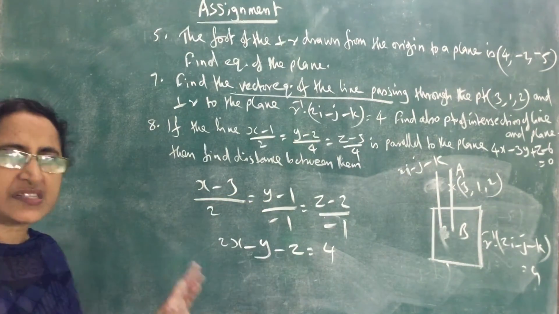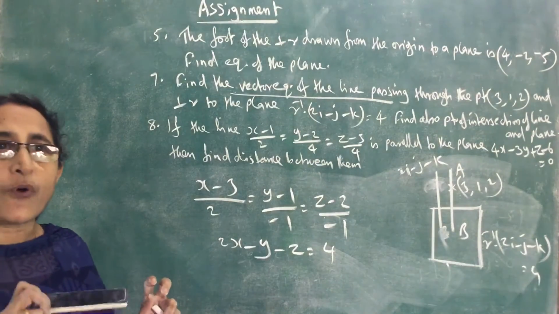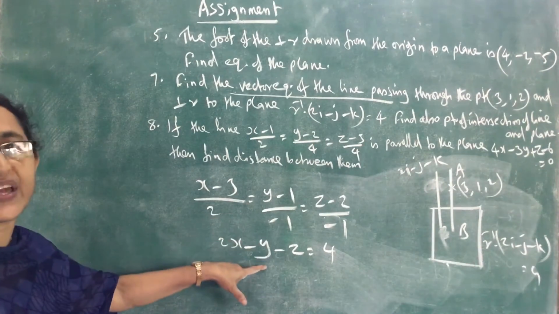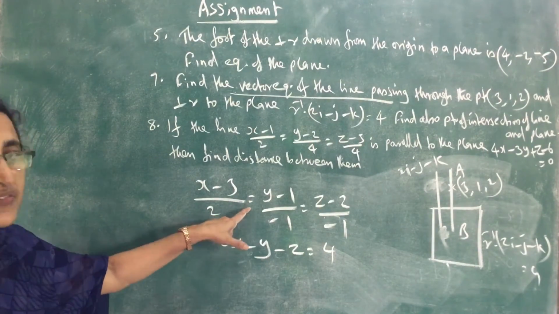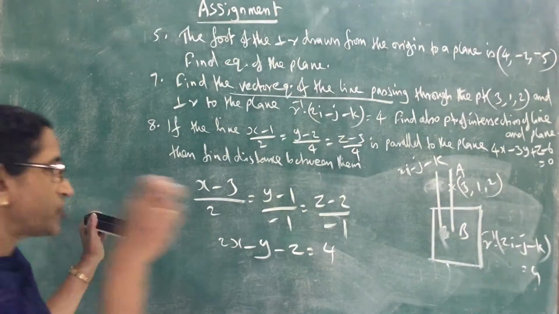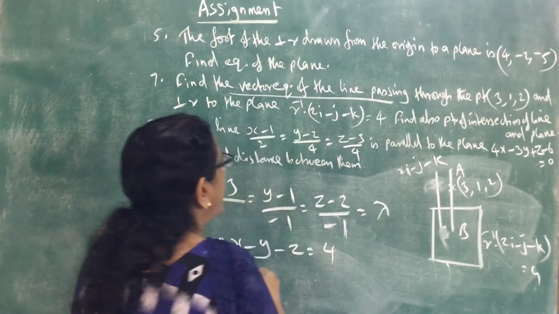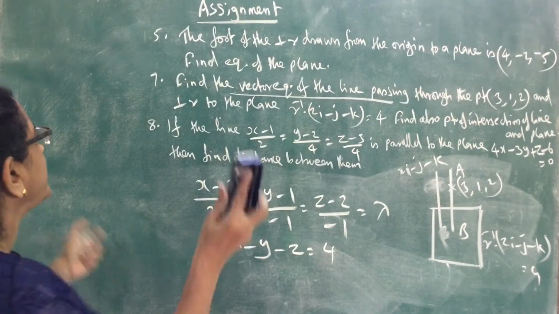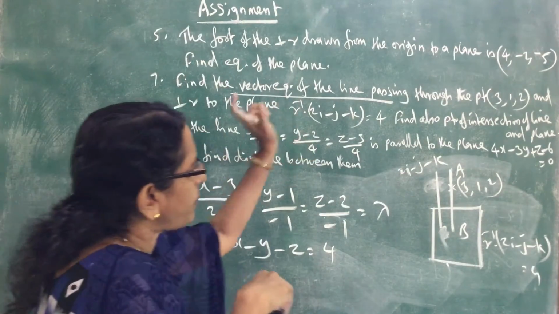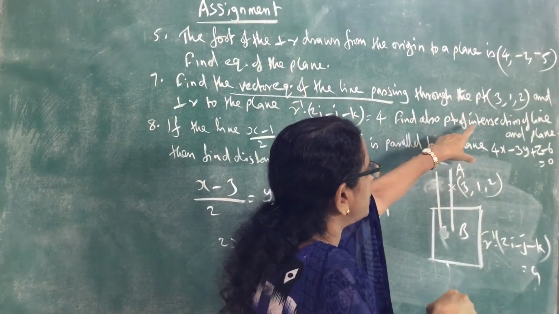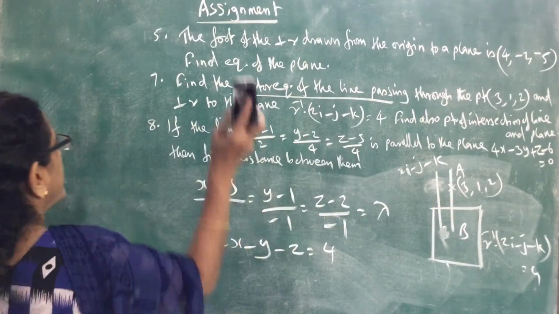We want to find, and this is very important, how to find the point of intersection of line and plane. From the equation of the line, we get a general point on the line. So we set the ratio equal to lambda and write the general point. Only one more thing we want to find, the point of intersection of line and plane. That is what we are going to find.